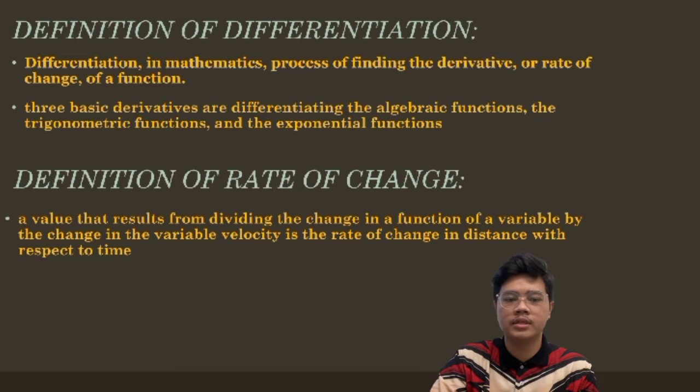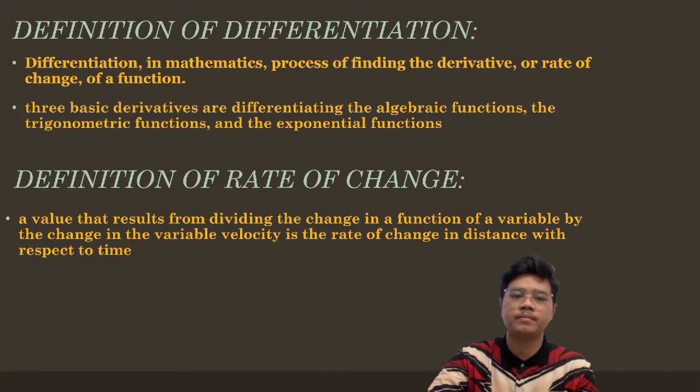Definition of rate of change. A value that results from dividing the change in a function of a variable by the change in the variable. Velocity is the rate of change in distance with respect to time.